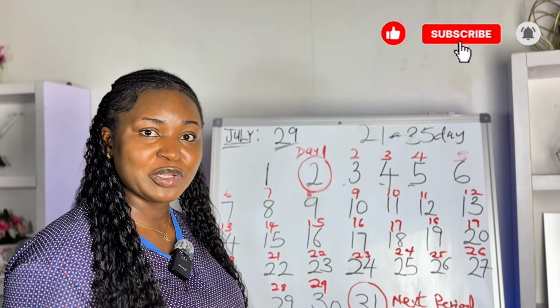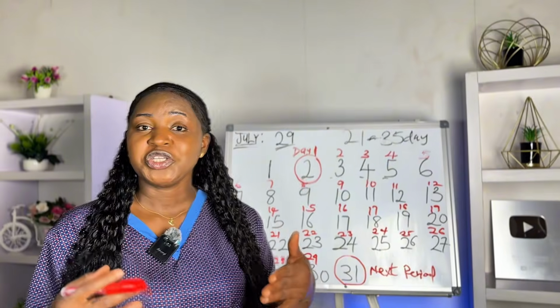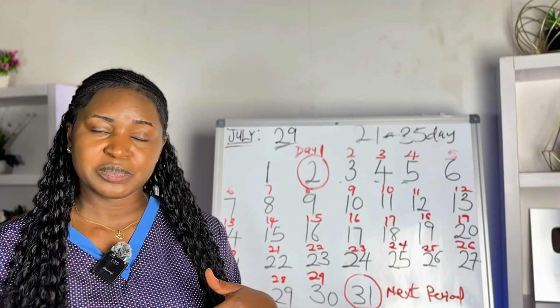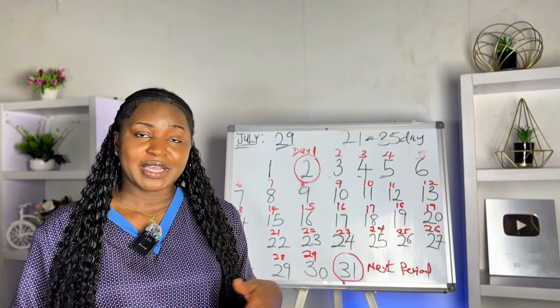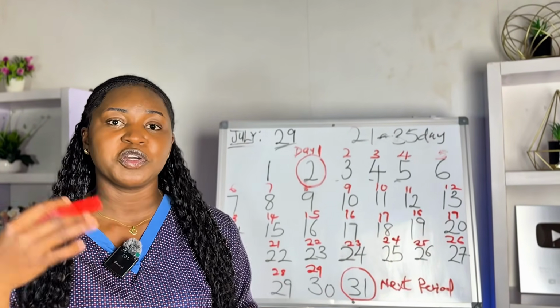So the next thing we're going to be looking at now is how to calculate your ovulation day. Ovulation usually happens 14 days before your next period begins. And it's not the middle of your cycle or day 14 of your cycle like most women assume. It's 14 days before your next period.